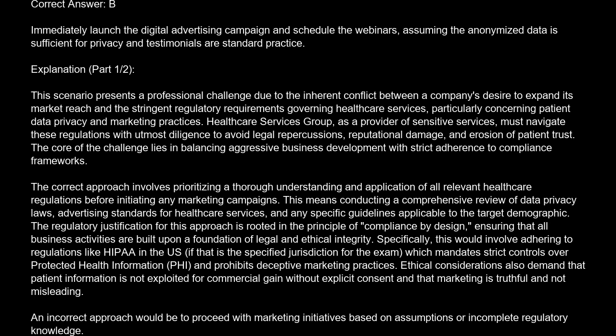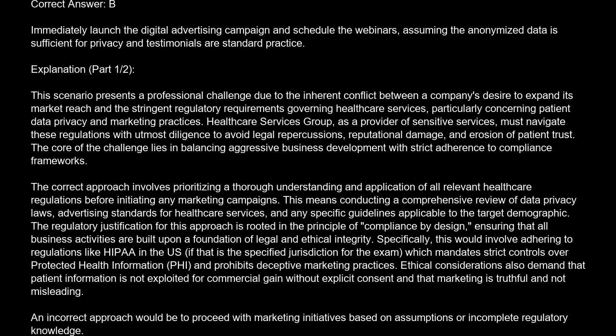This means conducting a comprehensive review of data privacy laws, advertising standards for healthcare services, and any specific guidelines applicable to the target demographic. The regulatory justification for this approach is rooted in the principle of compliance by design, ensuring that all business activities are built upon a foundation of legal and ethical integrity. Specifically, this would involve adhering to regulations like HIPAA in the U.S., if that is the specified jurisdiction for the exam, which mandates strict controls over protected health information, PHI, and prohibits deceptive marketing practices.